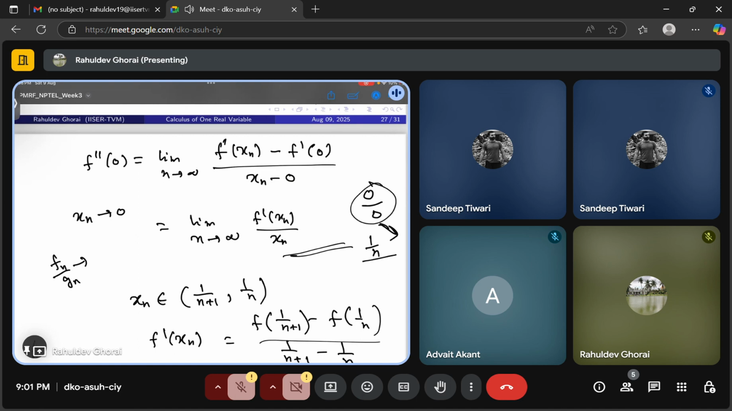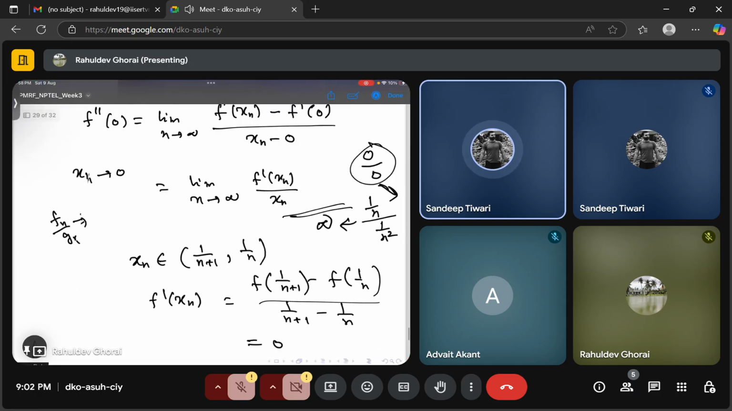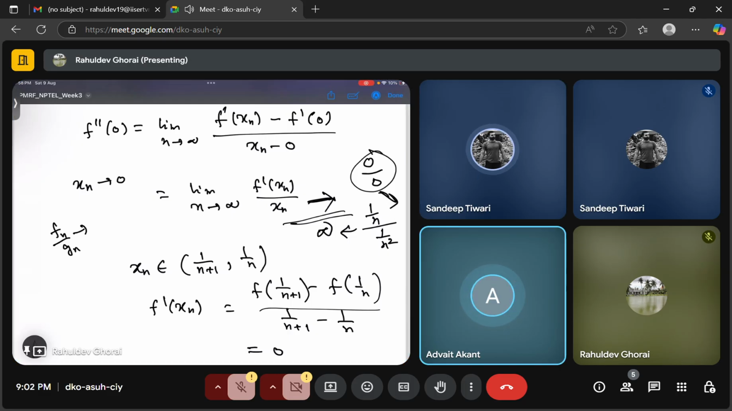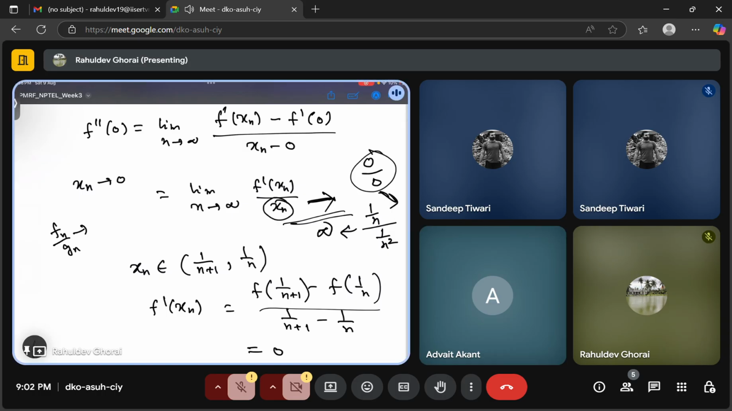Let's say 1 by n and 1 by n square, both are converging to 0, but this ratio will converge to infinity. But the limit exists, sir, it is given. Yes, but still you cannot say from here; you have to use a different logic. The theorem says the denominator should not be zero, and the denominator is converging to 0, right? So that's why you cannot use this logic. You don't know whether it is going faster or not.